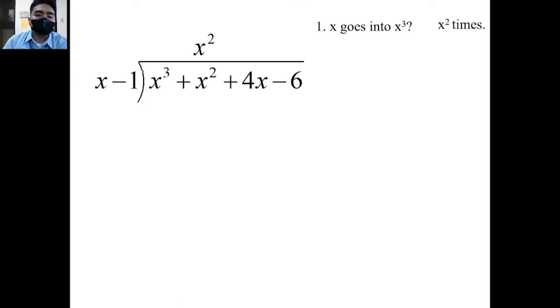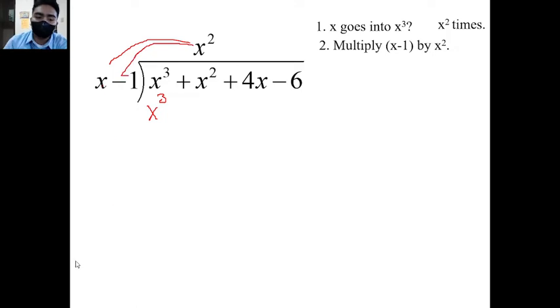Okay, so it will become x squared multiplied by x. The answer is x cubed. X squared multiplied by negative 1, the answer is negative x squared. Correct. So that will become like that. So in the usual way, after we multiply the quotient by our divisor, we get our new dividend, isn't it? So we are going to subtract them.